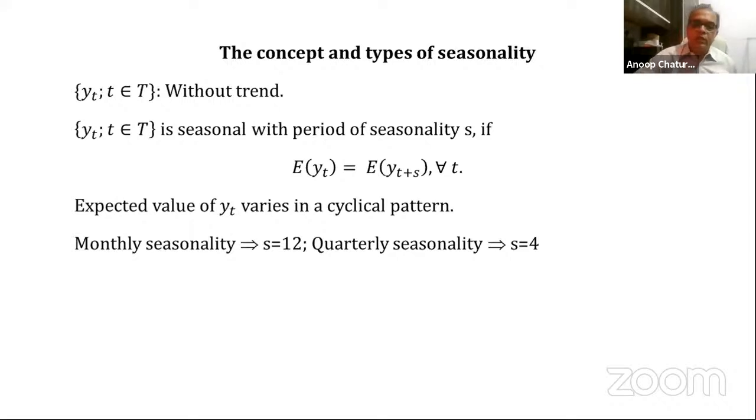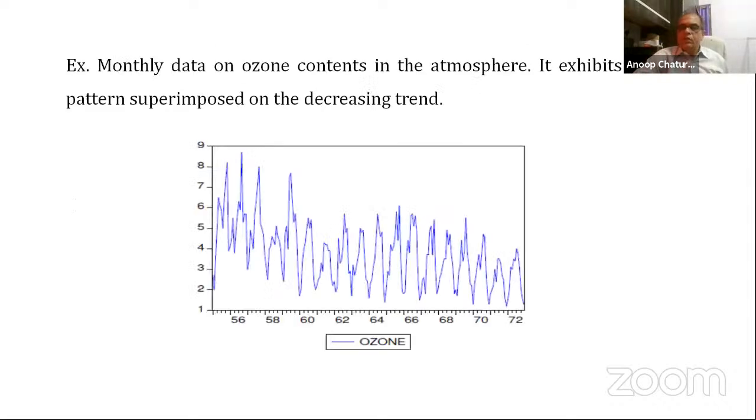For monthly seasonality, S is 12. For quarterly seasonality, S is equal to 4. You can have weekly seasonality also. On Sunday, you may find more people in the restaurants. So S is equal to 7 in that case.